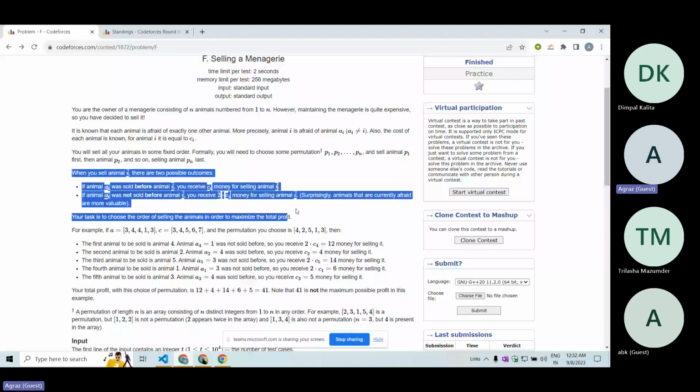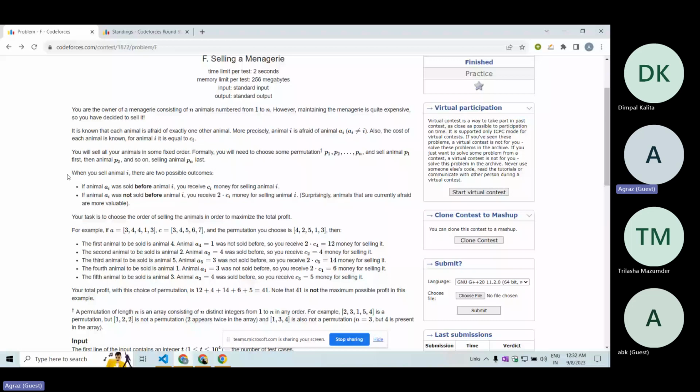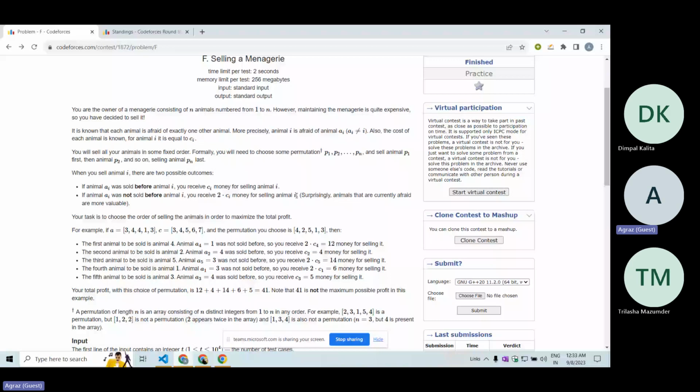The profit is calculated with the following property. If we sell the animal i, there are two possibilities: the animal ai that i is afraid of can be sold before i or after i. If the afraid animal was sold before i, we only get ci amount of money. But if the afraid animal is sold after the ith animal, we get double money for that element. So the essence is: if at the time of selling, the afraid element is not sold yet, we get double, or else we get none extra.